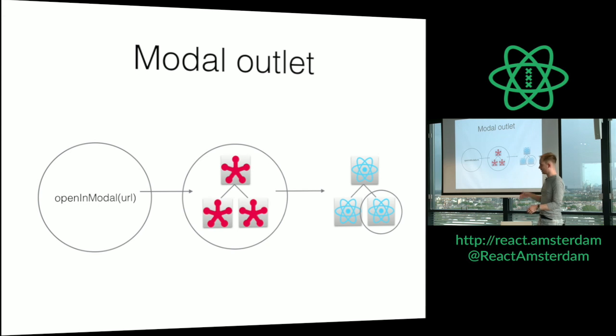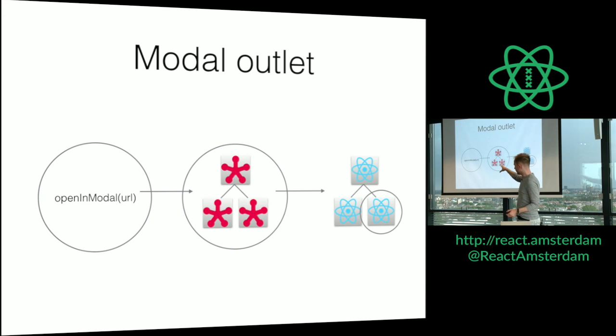So there's this idea, like in most routing frameworks, you can have sibling outlets. So what if we make a main outlet and a modal outlet? So that means if you render something in the main outlet and then something in the modal outlet, that content which was in the main outlet will still be there, the state will still stay there.